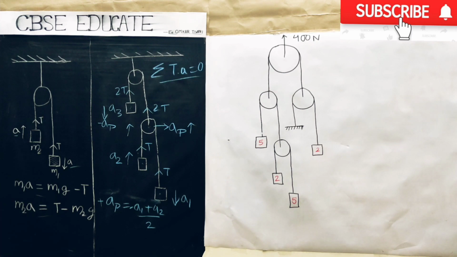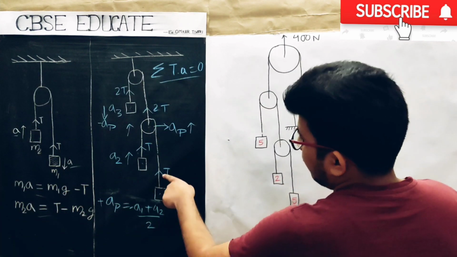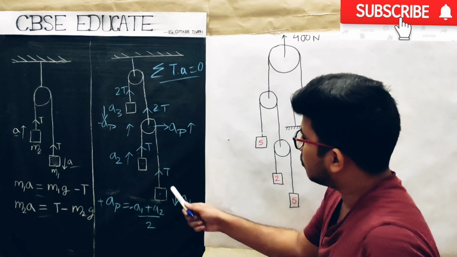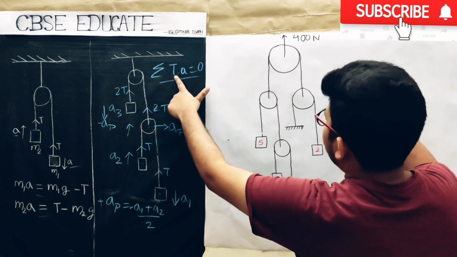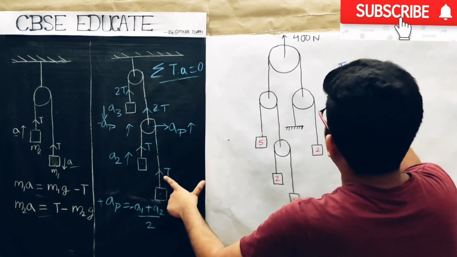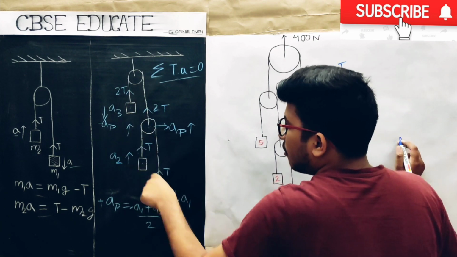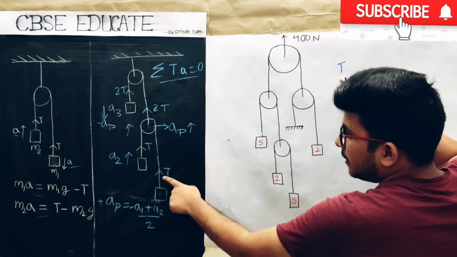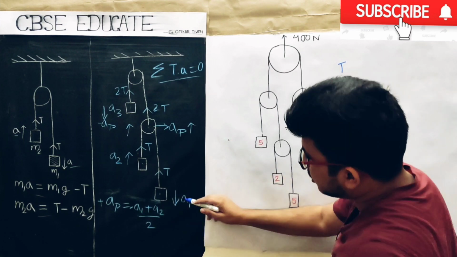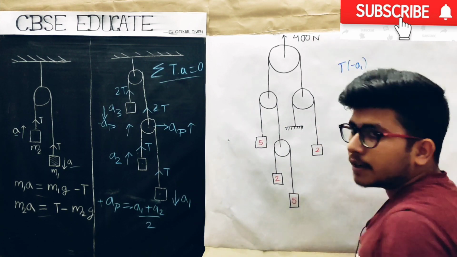Now remember this thing. Sigma of T dot A is 0. What I am trying to say is that here is tension T. So I will write T, this one. I am talking about this one first, then I will talk about this one and then this one, and then the summation of these three will be 0. Now I am taking T, and the acceleration is in the opposite direction to T, which means T times minus A1.